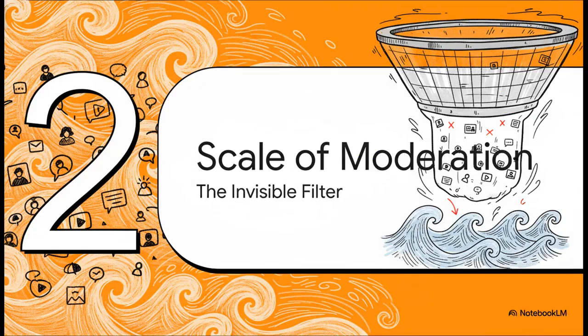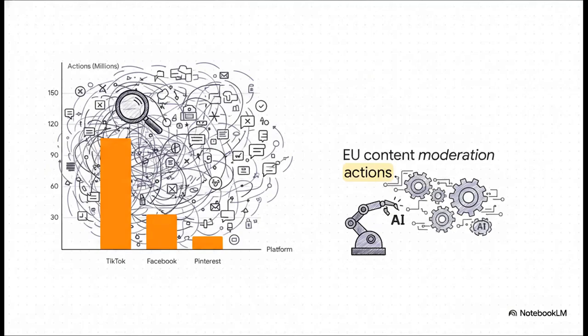Section 2. The scale of moderation, the invisible filter. The sheer scale of content moderation happening behind the scenes is just staggering. Based on recent data out of the EU, TikTok alone executed over 100 million moderation actions in a single observation period. Honestly, that's about 64% of the total across major platforms. Facebook followed with around 33 million and Pinterest with over 12 million.